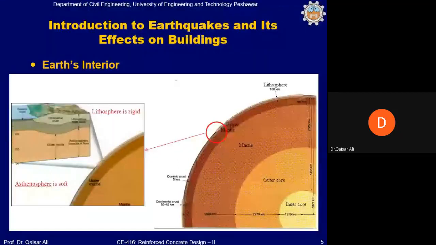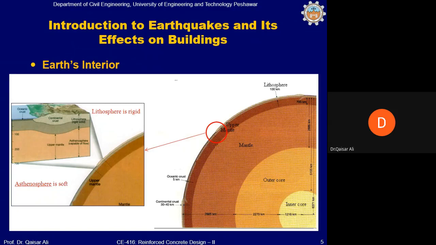Seismology. I hope you are aware of these fundamental concepts in engineering seismology. You know that Earth's interior is composed of four layers. The outermost layer is called crust, and then mantle, outer core, and inner core. And then the crust is further subdivided into two layers.